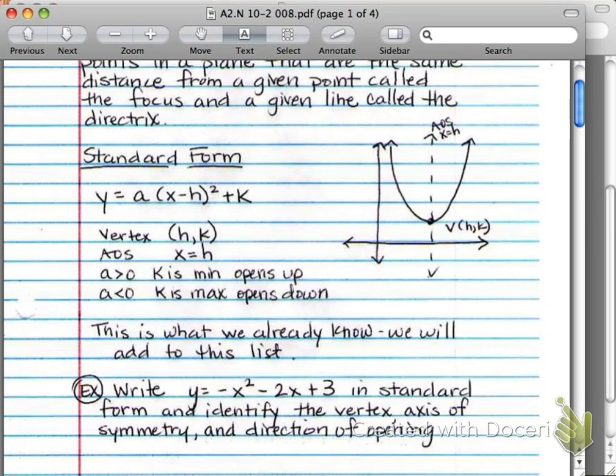If a is greater than 0, then k is a minimum and it opens upward. So if a is positive, your parabola is going to open upward. If a is less than 0, then k is a maximum and it's going to open downward. So if a is negative, it opens downward. And this is all based on the standard form y equals a times (x minus h) squared plus k. Again, this is what we already know, and we'll add to this as we go, which you've already started doing with those notes that you took ahead of time. So here's our first example.